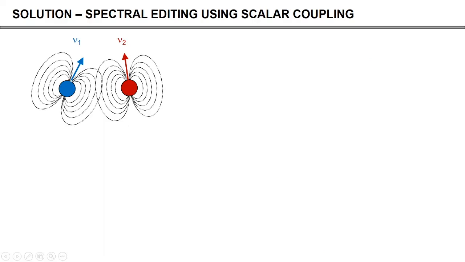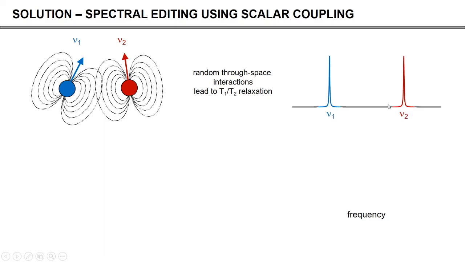Here we have a nuclear spin that gives a certain frequency, and here is another nuclear spin with another frequency. They of course tumble, and so basically they experience each other's magnetic fields because the nuclear spin just generates its own magnetic field, but it is randomized. And this kind of random through-space interaction leads to T1 and T2 relaxation. So a spectrum of this system will give you 2 signals in which there is some line broadening because of T2 relaxation.